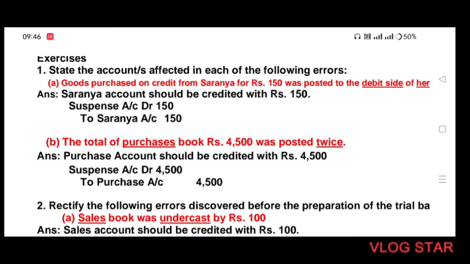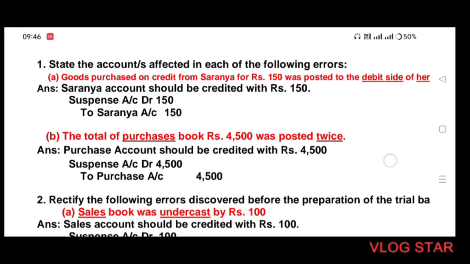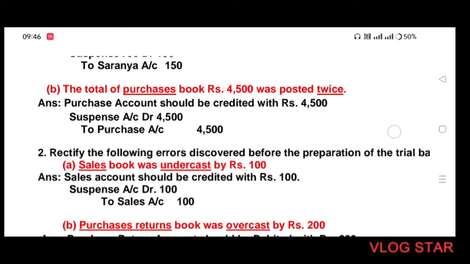If they ask for the journal entry by using suspense account, you can write suspense account debit to Saranya account, because Saranya is a credit balance, so we have to write on the credit side. Now we move on to the second question.